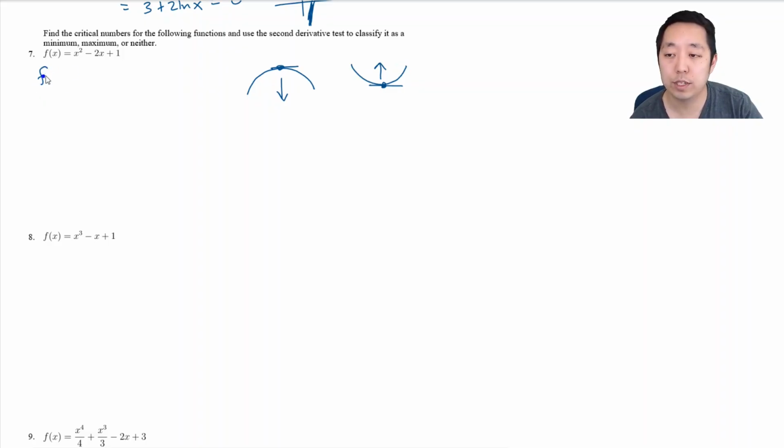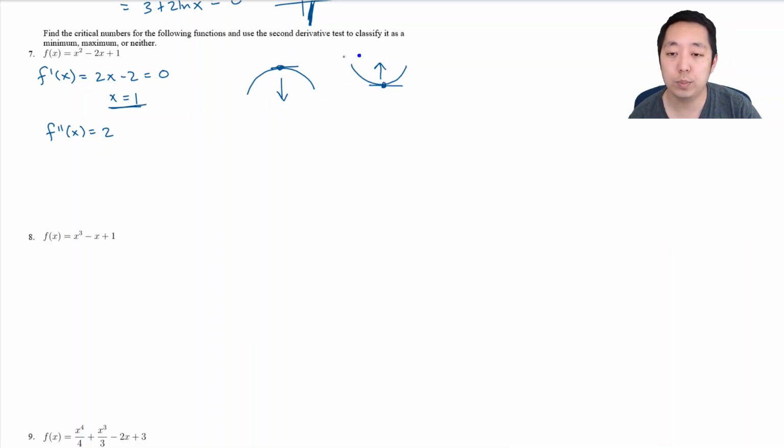Okay, so first I want to find critical numbers. That's where the first derivative is 0. That's 2x minus 2 is equal to 0. That happens at x equals 1. Okay, and then rather than doing a sign test, like we would do for a first derivative test, I compute the second derivative, and that's just equal to 2. Okay, so it's always concave up, x equals 1.